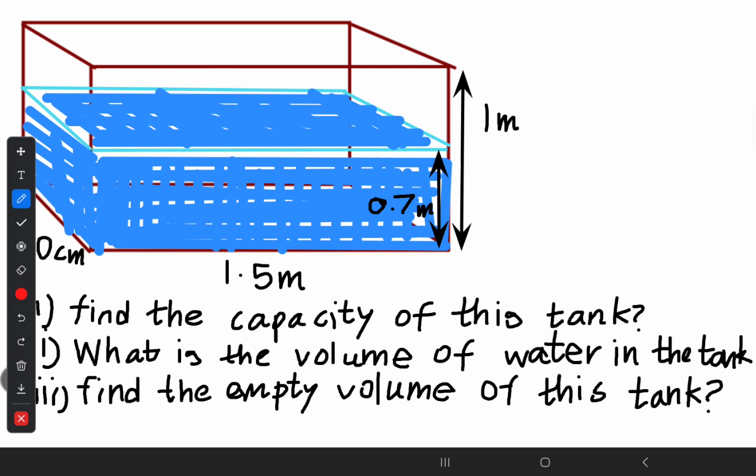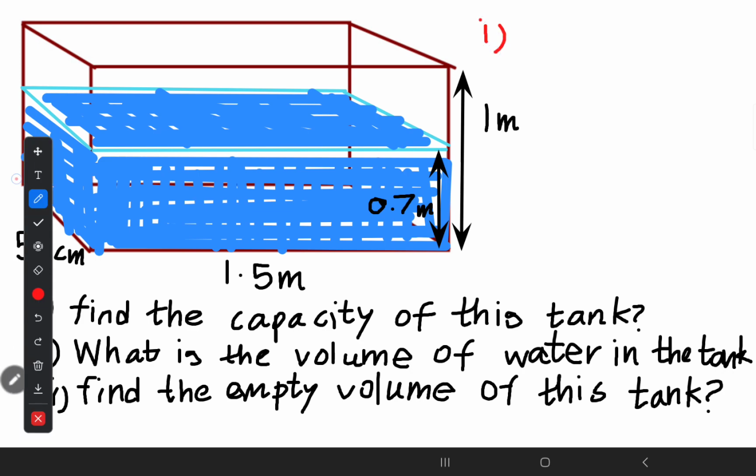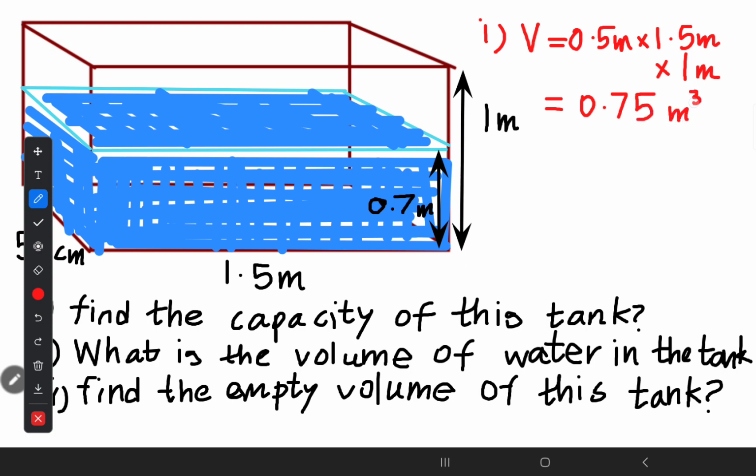Now let's use meter measurements to find the capacity. This is the 50 centimeter width of this tank. I will convert it to meters. So that would be 0.5 meters, multiplied with the length of 1.5 meters, with the height of 1 meter. So it would be 0.75 cubic meters. You convert the cubic meters into liters, it would be 750 liters.